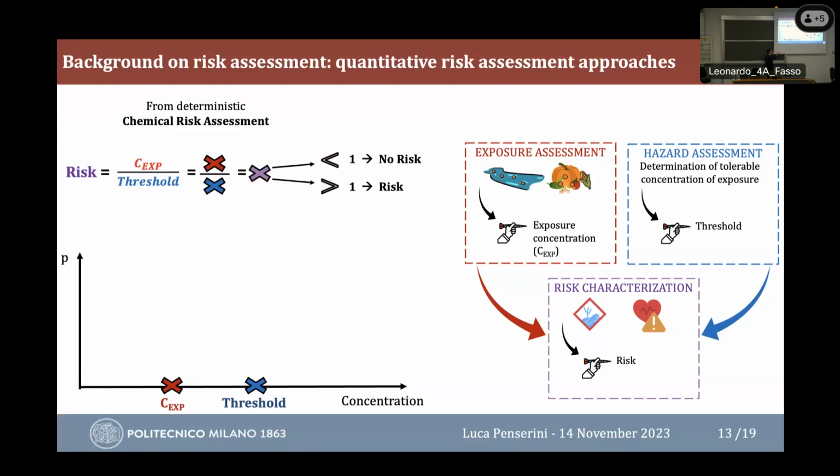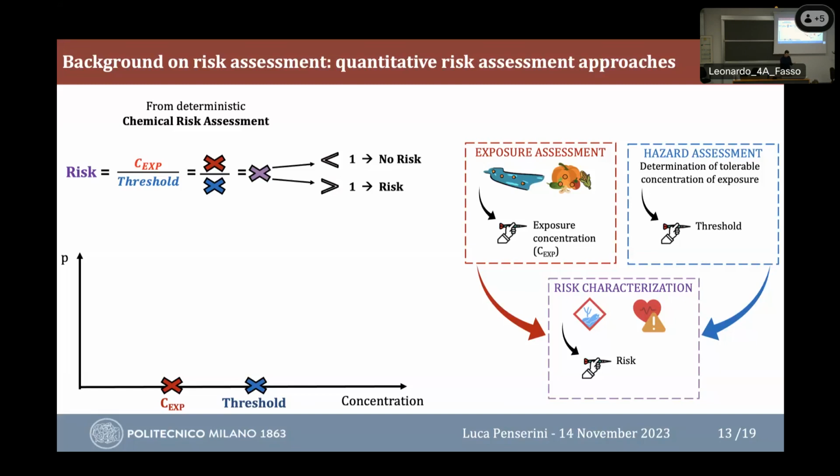Nowadays, how does this procedure work? We find the worst case parameters, so typically the maximum exposure concentration and the minimum threshold values. We combine them and we obtain the risk. Simply, if we are above 1, we have a risk. If we are below, we don't have it. This means a deterministic procedure.